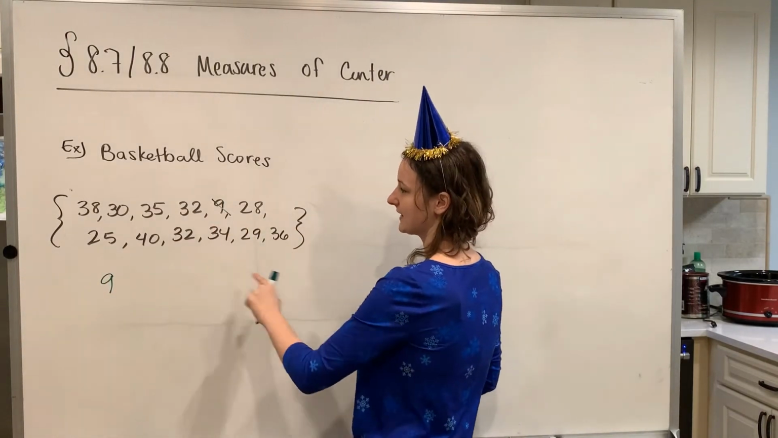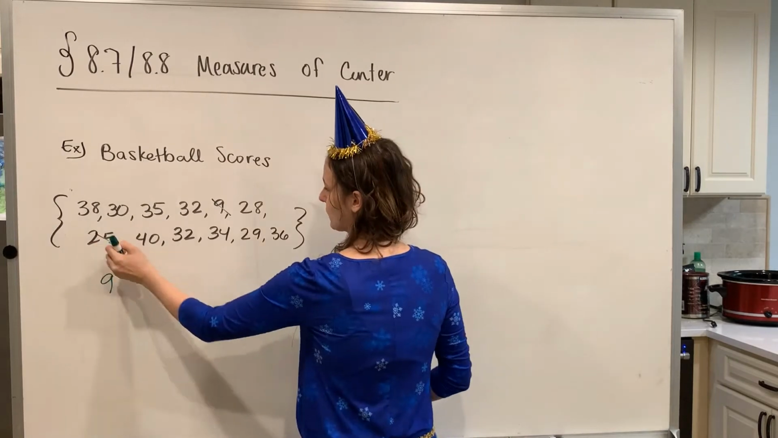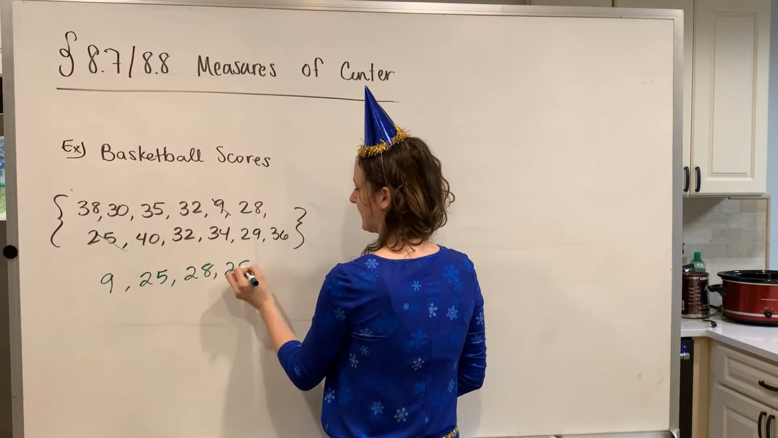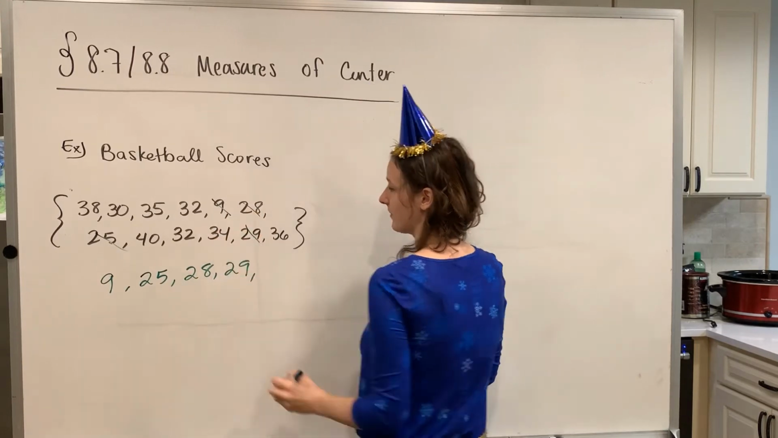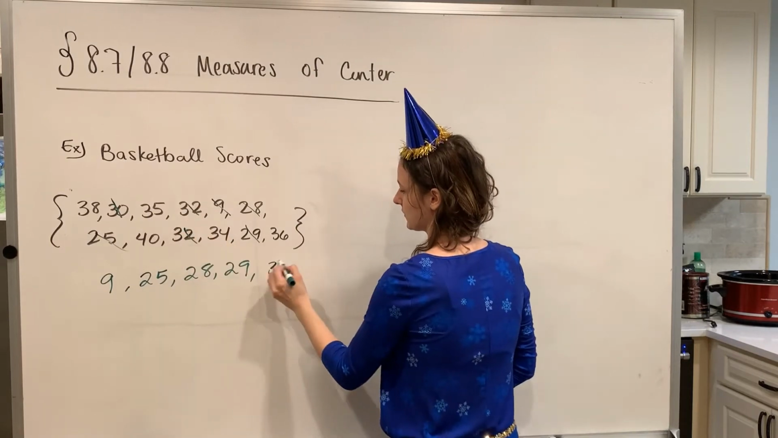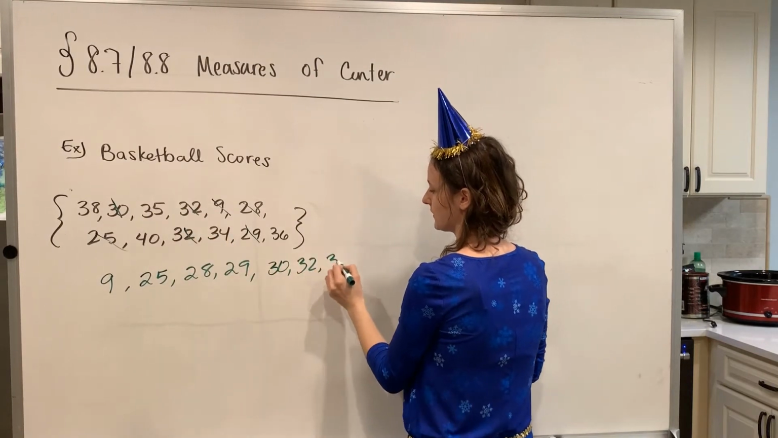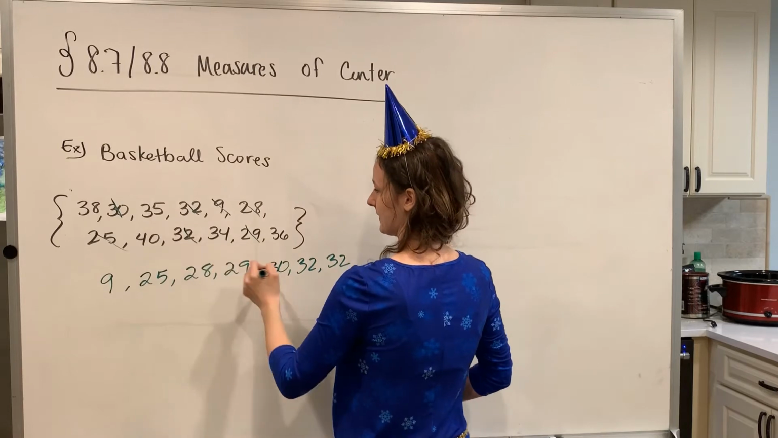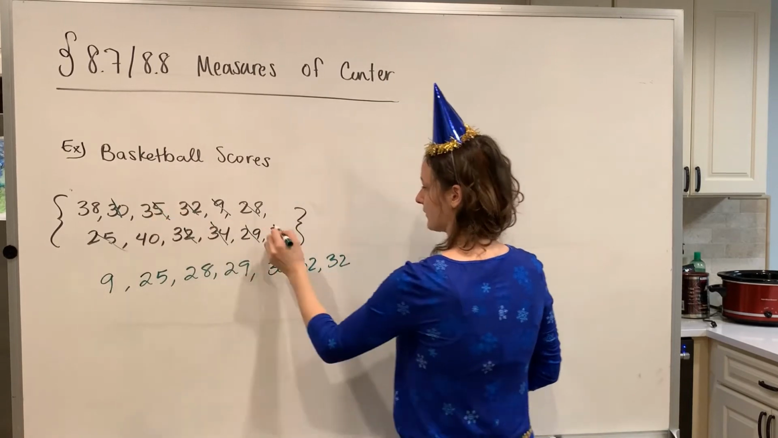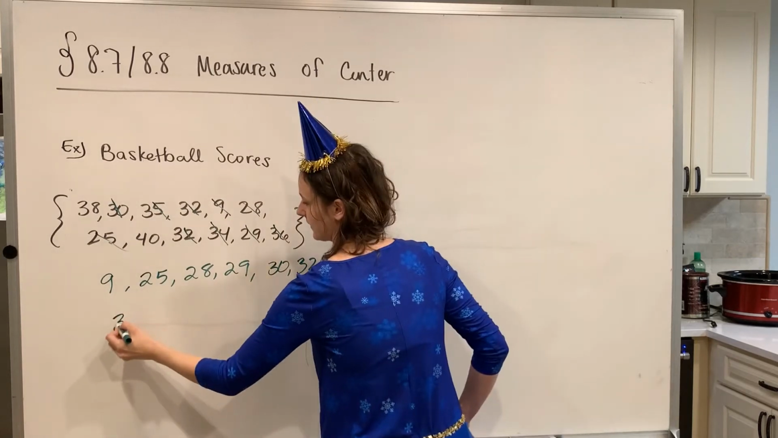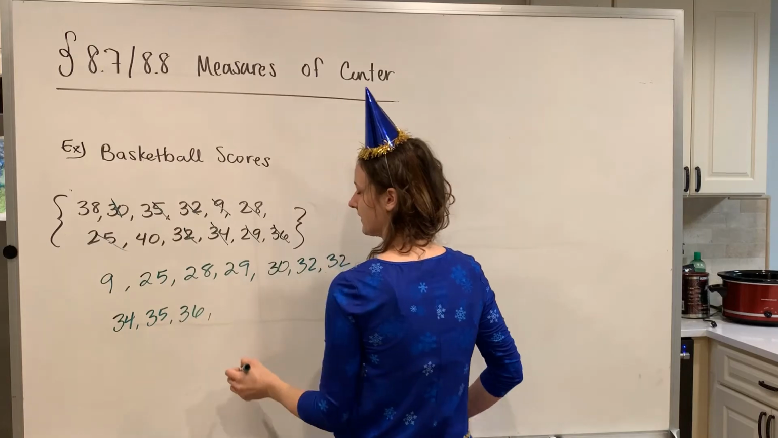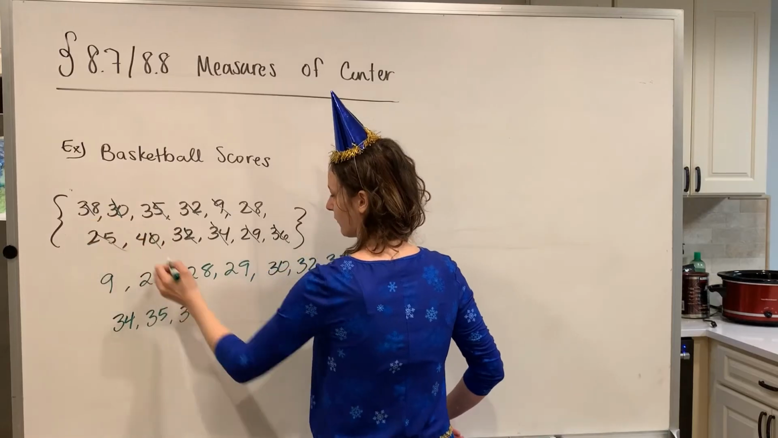Then I don't have anything in the 10s, but now look at the 20s. I have 25, I see a 28, 29, okay? How about now in my 30s? I have 30, 2 32s, so 30, 32, 32. Let's see what's next. 34, 35, and 36. So I'll come down here, 34, 35, and 36, followed by 38 and 40.